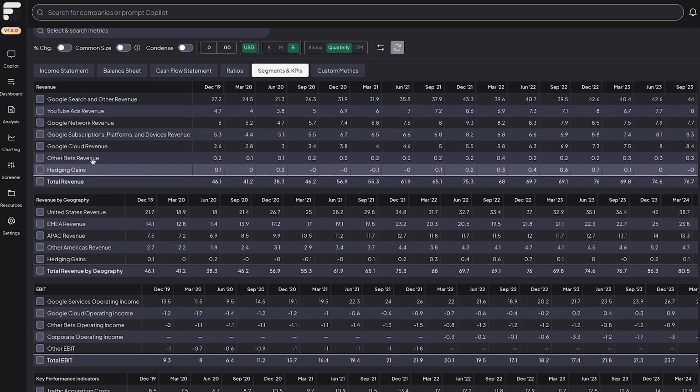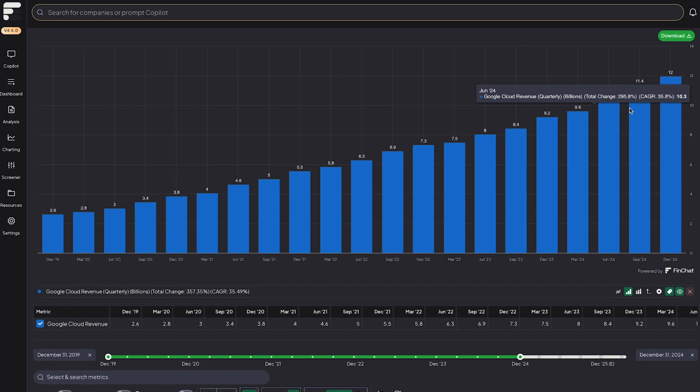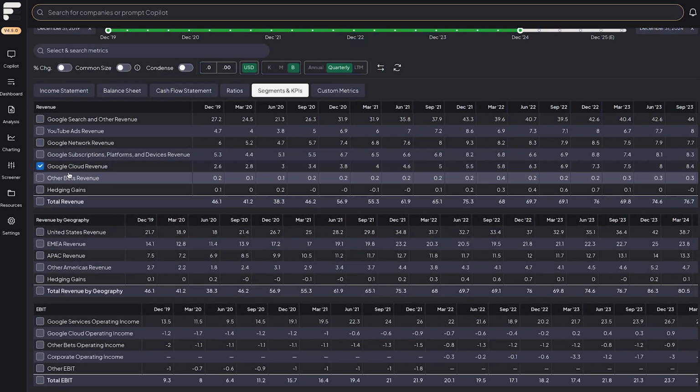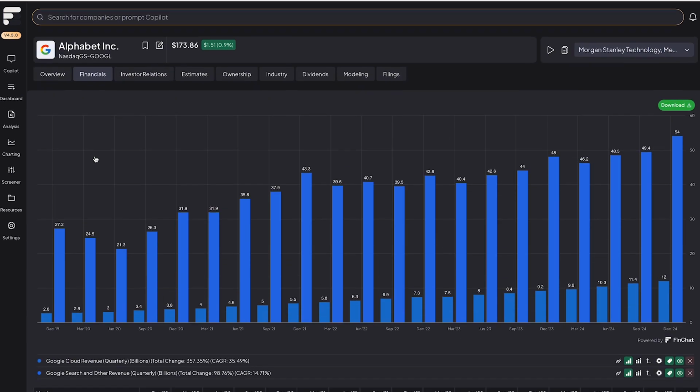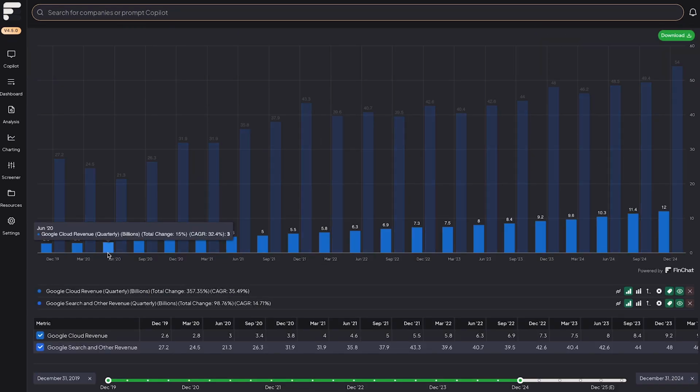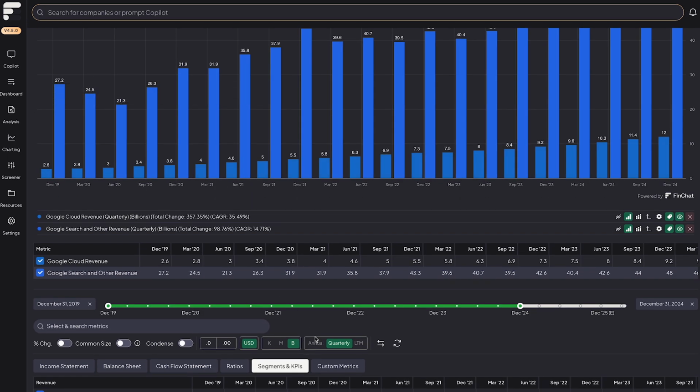Just as an example, I'm going to put the Google Cloud revenue, and you can see since 2019 how much they are making just from the cloud alone. I could also add some of the other metrics onto the chart as well. So if I add Google search, then you can see you've got the Google Cloud revenue and the Google search revenue. And if I switch this to annual, it looks even more clear.